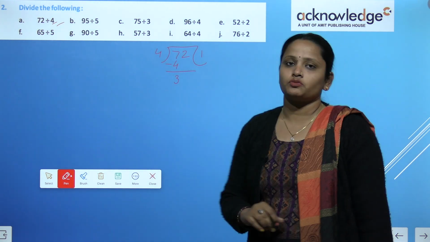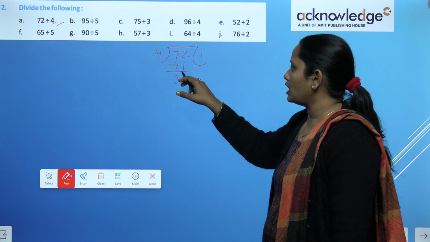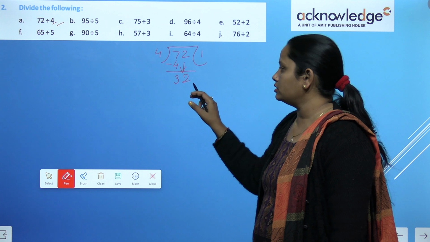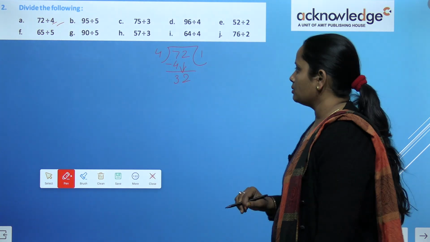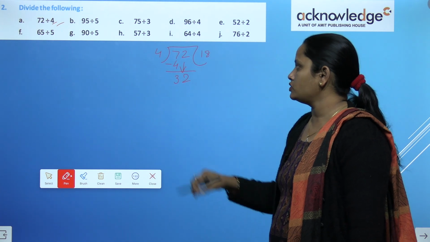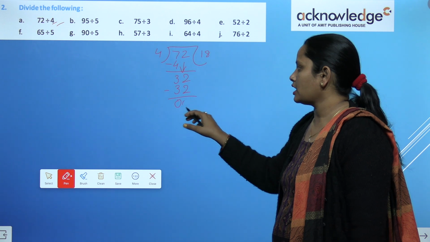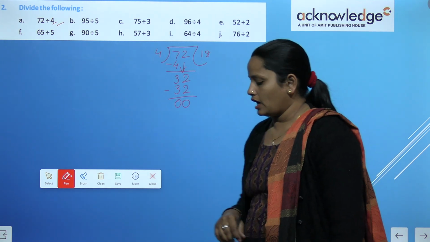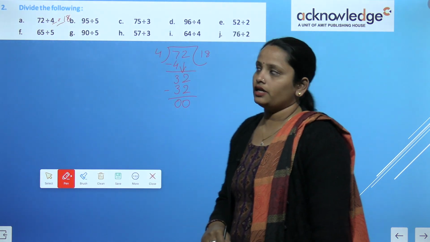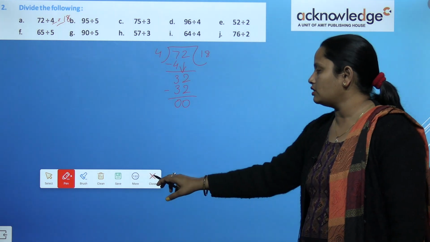Now 3 is smaller than 4, so it cannot be divided further. Now what will we do? We will send 2 here to help 3. Now in the table of 4 we have to check 32. So in the table of 4 we checked 32, we get 8 times 4 is 32. Now subtracted, we get 0. So here the answer is 18. Clear children? So like this you have to complete the rest of the questions that are given here.